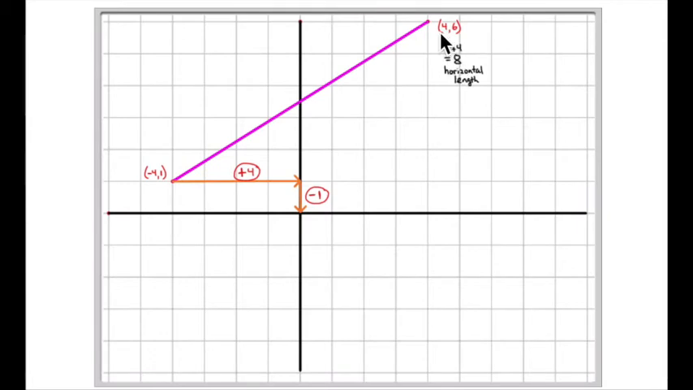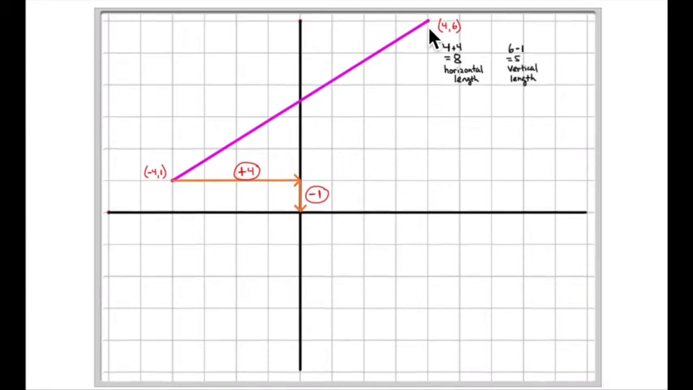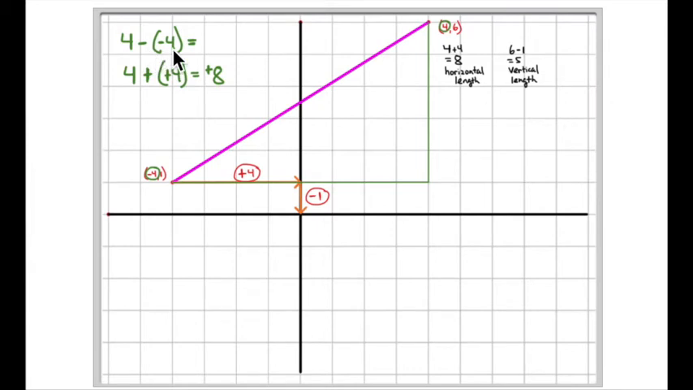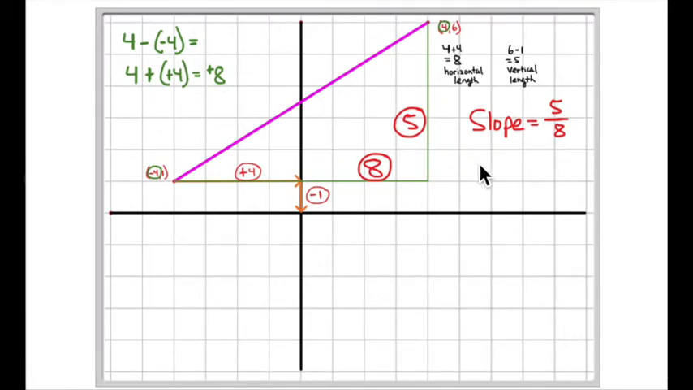The vertical length is the 6 minus 1, or 5 units. So it's this 5 units from here up to here. So the vertical length is 6 minus 1 equals 5. And that ratio, the ratio of the vertical length to the horizontal length, is 5/8. So 4 minus -4 equals 4 plus 4 equals a +8. And so the slope is equal to 5/8. This is 5 units, the vertical distance. Horizontal distance is 8 units. All right, so now the equation.